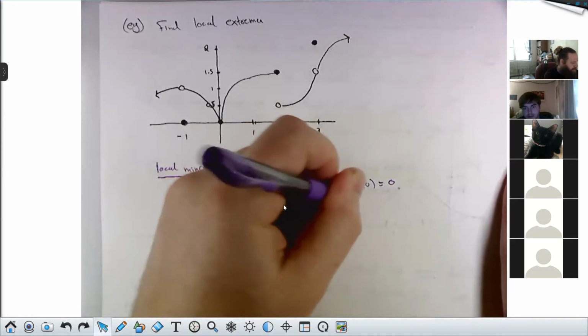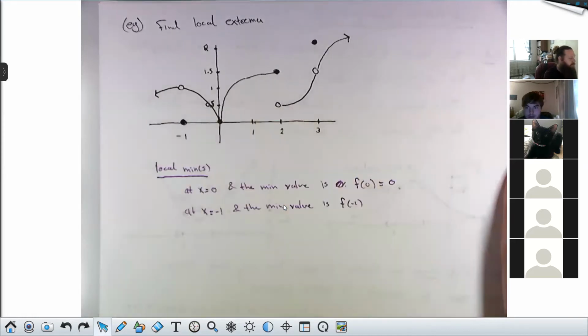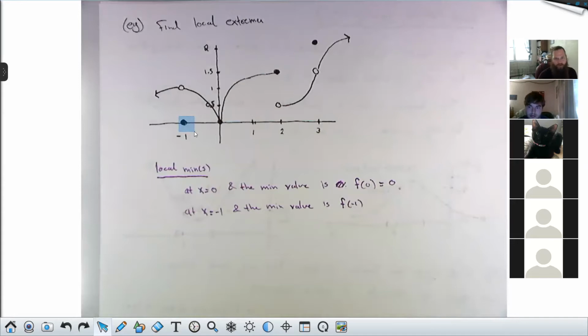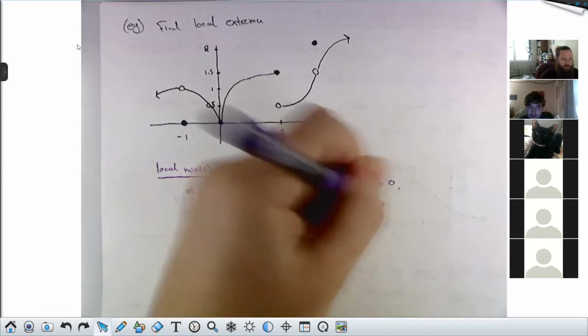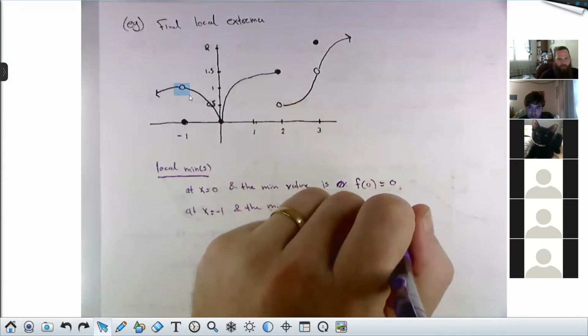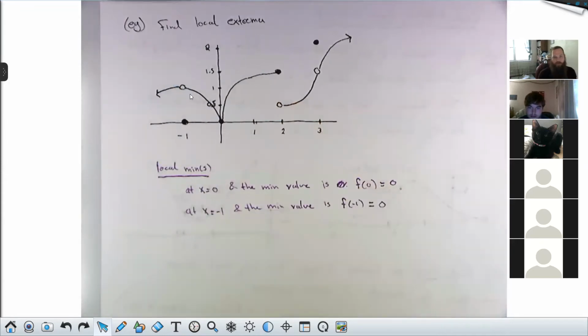So the output at -1, that's f of -1. What is f of -1? 0, right? Here's the point that's actually on the graph. So it's tempting to say that this guy has something to do with that, but he really does not. That's it for local mins. There are no other local mins here.